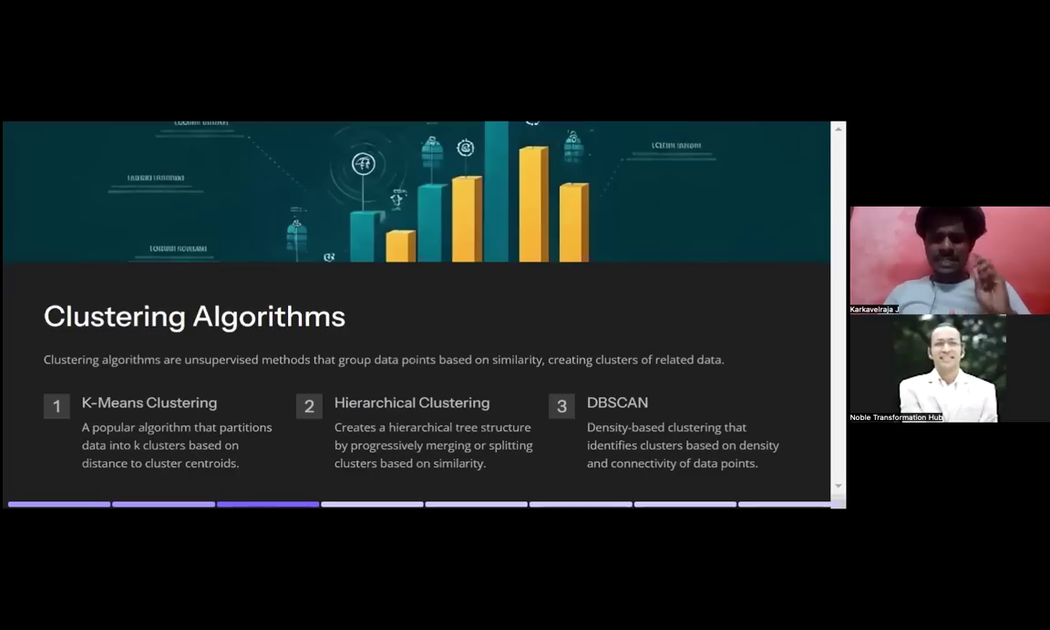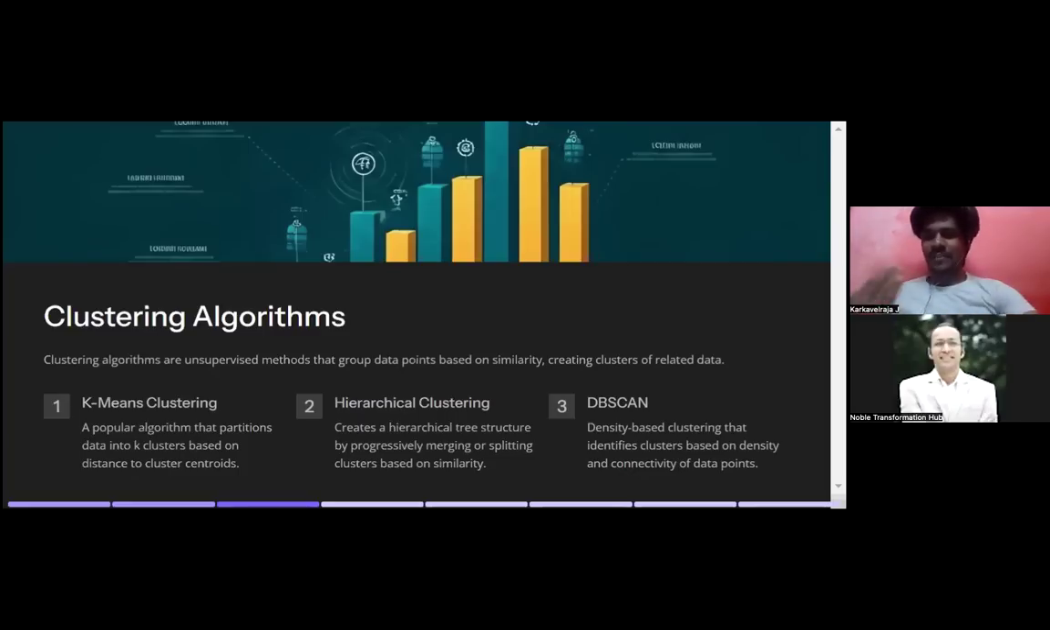DBSCAN is a density-based clustering technique that identifies clusters based on the density and connectivity of the data points. I will say it in a simple manner. Whenever you project the data onto matplotlib or using any visualization, wherever the density of data is very high, keep it as a cluster. Here density is high, keep it as a cluster, like that. Based on the density, you are clustering the data. That is what is called density-based clustering. That is DBSCAN. Okay, now you guys are able to understand, right?